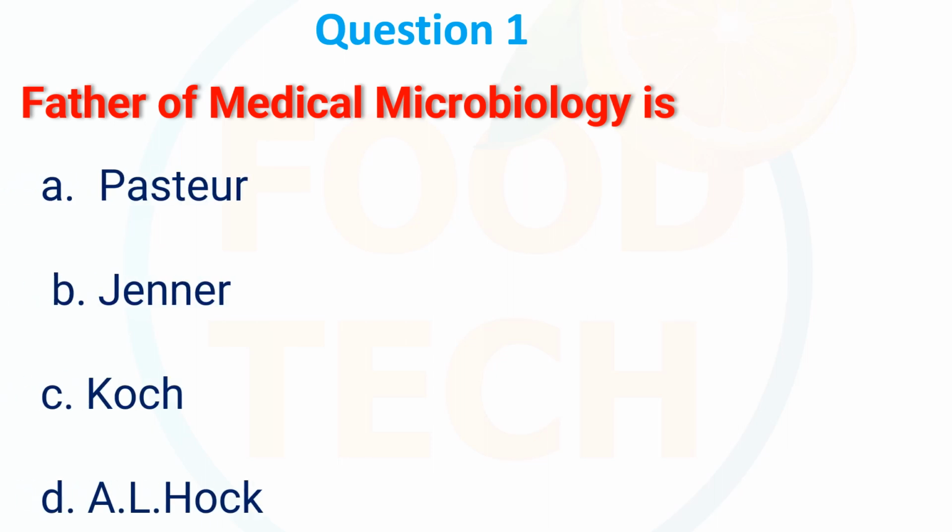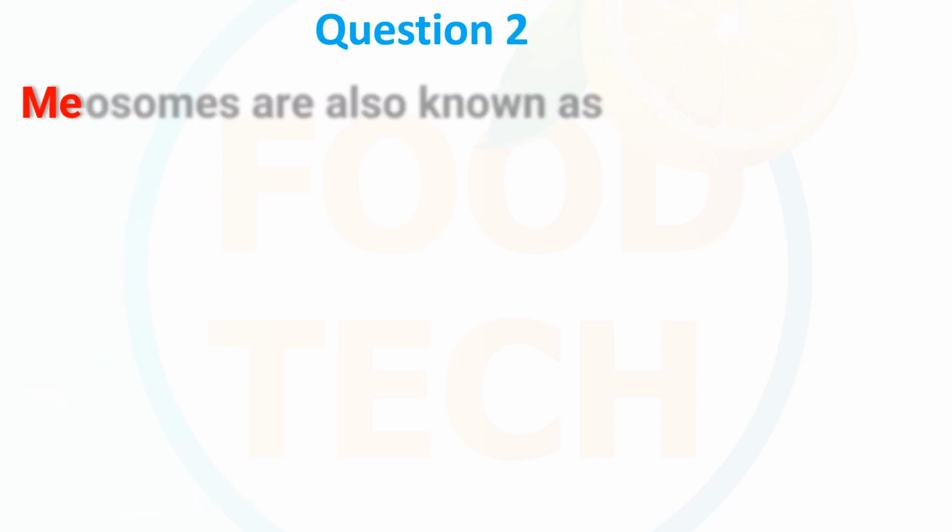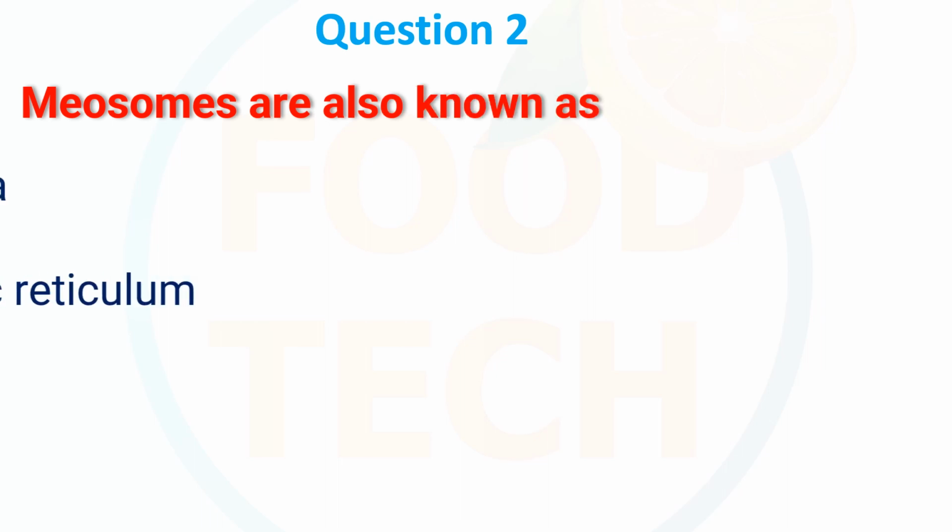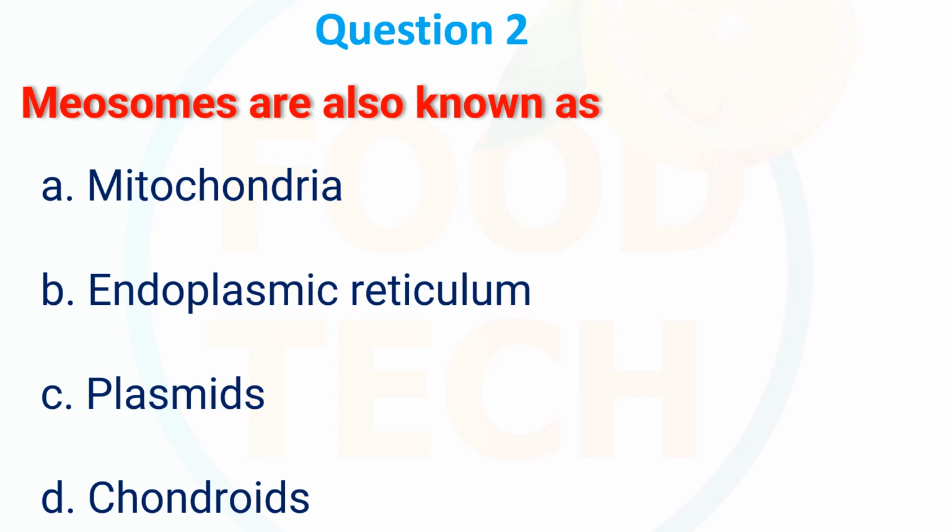A. Purchard, B. Jenner, C. Koch, D. A. L. Hock. The answer is C. Koch. Mesosome are also known as A. Mitochondria, B. Endoplasmic reticulum, C. Plasmid, D. Chondrioids. The answer is D.